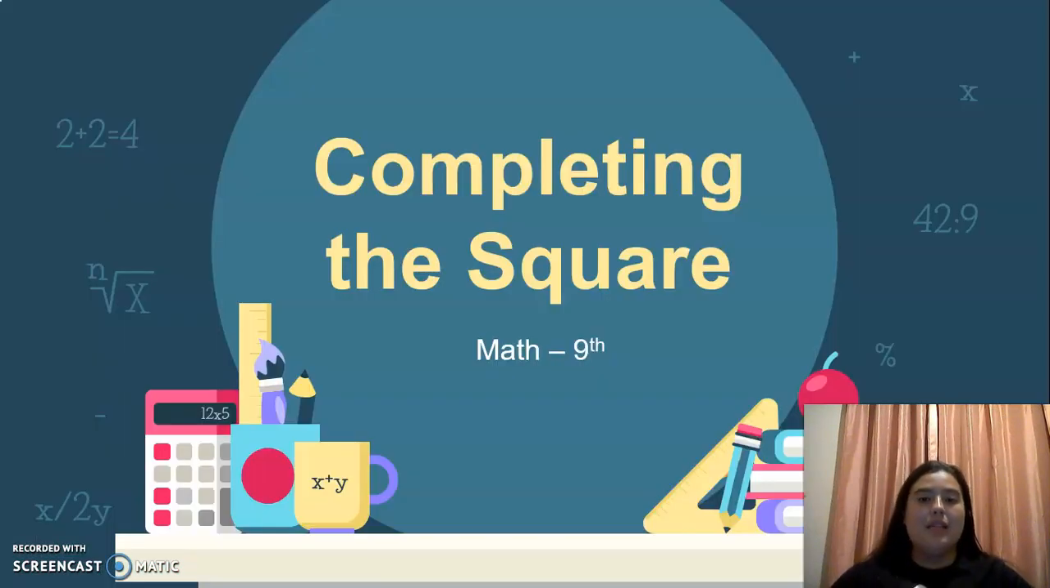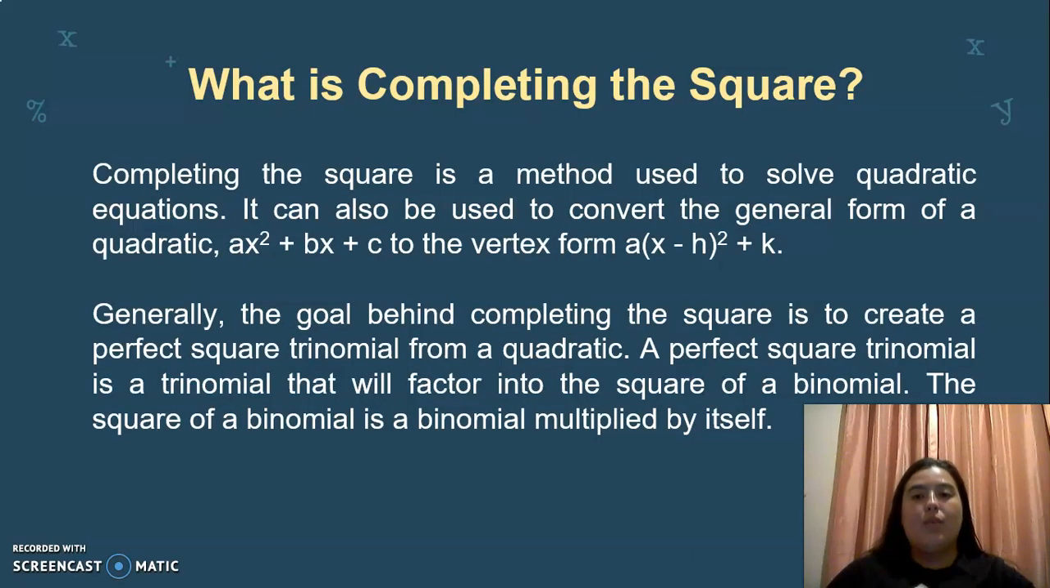Okay, this week we are going to learn about completing the square. And what is completing the square? Completing the square is a method used to solve quadratic equations, and it can also be used to convert the general form of a quadratic, ax^2 + bx + c, to the vertex form, a(x - h)^2 + k.